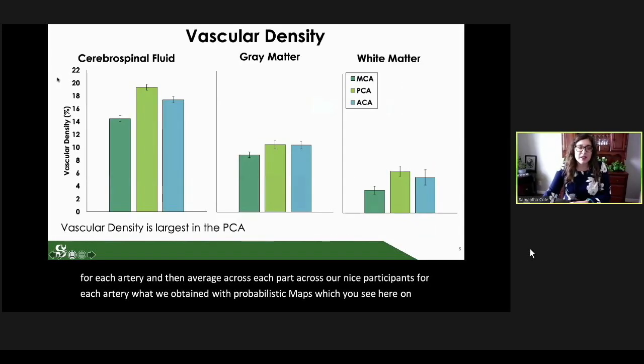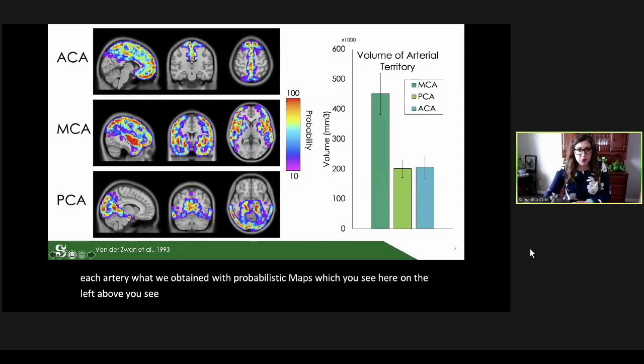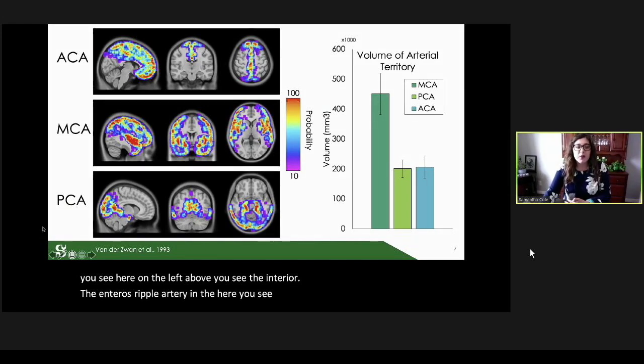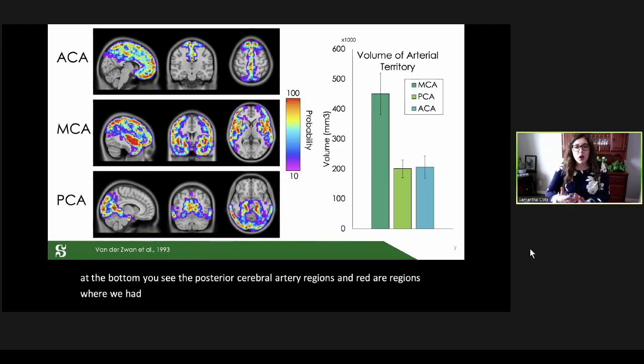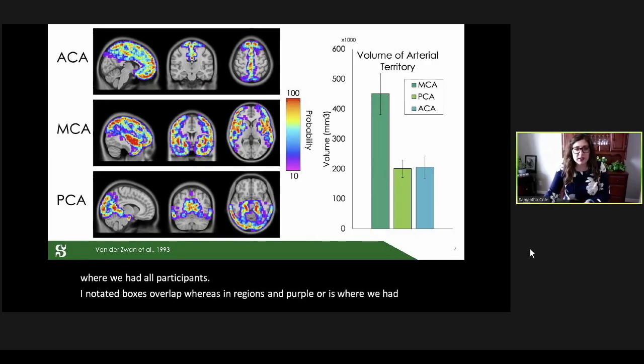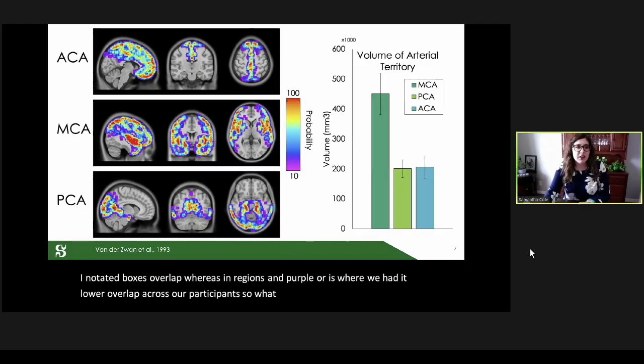Above, you see the anterior cerebral artery. Here you see the middle cerebral artery, and then at the bottom you see the posterior cerebral artery. Regions in red are regions where all participants' annotated boxes overlapped, whereas regions in purple are where we had lower overlap across our participants. So what we can note is that within each territory we have variations in the vascular profiles.